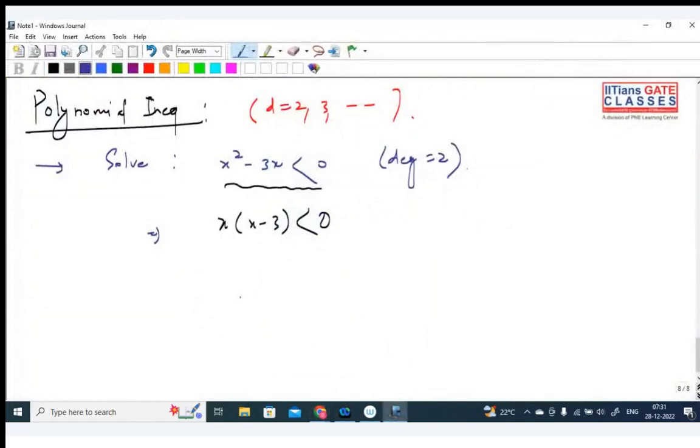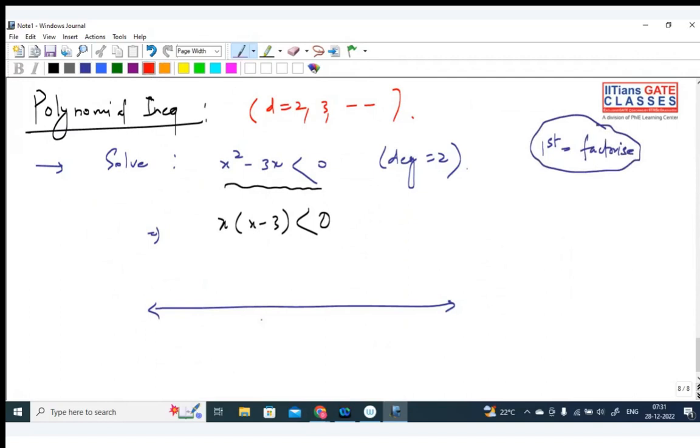So what we can do here is we can draw the number line. This is the number line. In order to solve this kind of a situation, first step is factorize. Then you have to draw the number line and put all these points. x equal to 0 is there, x equal to 3 is there, right? So this is region 1, this is region 2, and this is region 3.